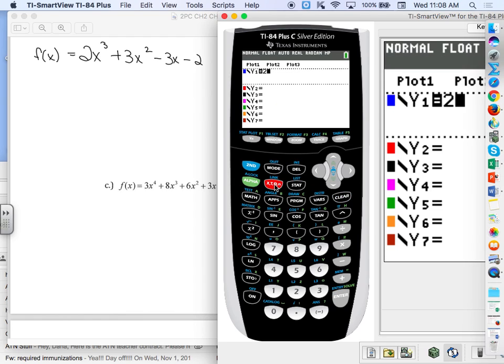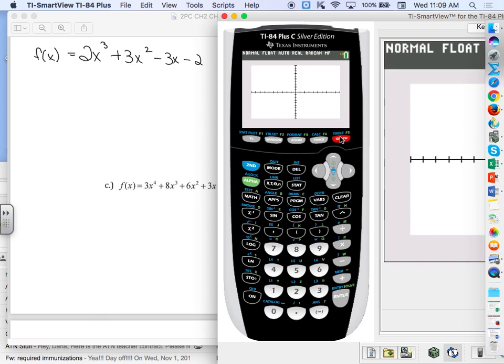Right, 2x cubed plus 3x squared minus 3x minus 2. I think I got it all in there right. Just graph it. Find one of the roots that you want to work with. So it looks like it crosses at -2, and then somewhere, maybe -1/2, and +1. Let's use -2 this time since we used 1 the other time.